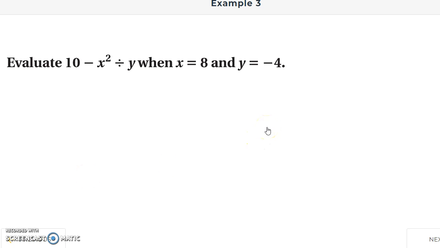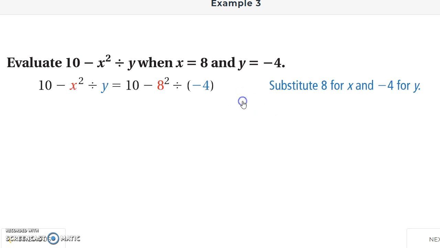Now we're going to substitute integers for variables and then evaluate the expression. So we're going to evaluate 10 minus x squared divided by y when x is 8 and y is negative 4. So first we want to begin by substituting the 8 for the x and the negative 4 for the y. So you rewrite the entire problem. 10 minus, we replace the x with an 8. We replace the y with a negative 4. Notice that we leave the exponent. Okay? And now we solve.